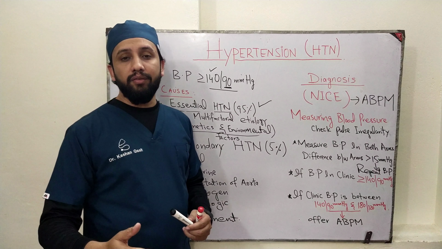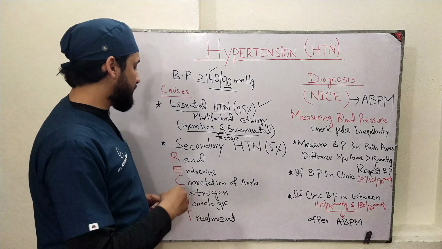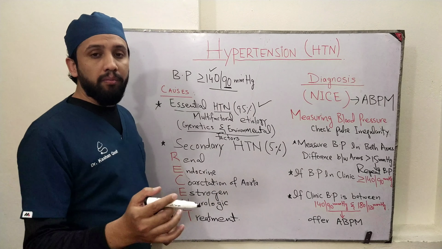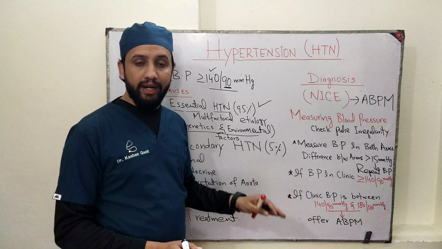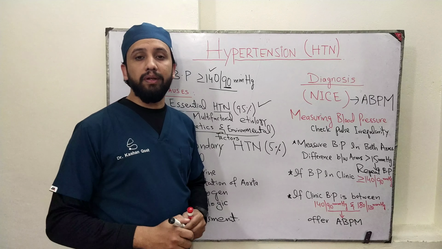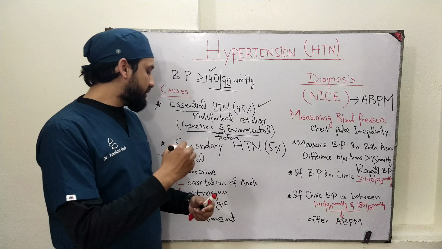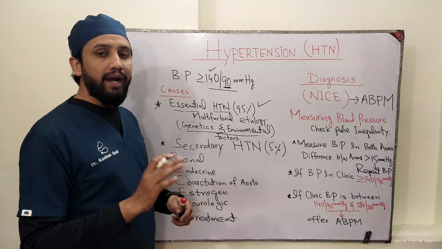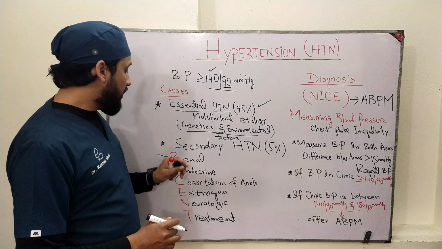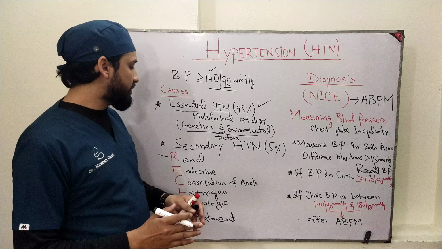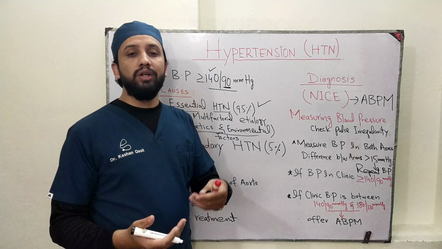Secondary hypertension, which occurs in 5% of patients, has a lot of causes, and we can remember them by the mnemonic RECENT. R shows the renal causes, for example stenosis of the artery supplying blood to the kidney. So renal artery stenosis can be a cause, and glomerulonephritis can also be a cause of secondary hypertension. Likewise, E is for endocrine: conditions like Cushing syndrome, hyperthyroidism, and Conn syndrome all lead to secondary hypertension.